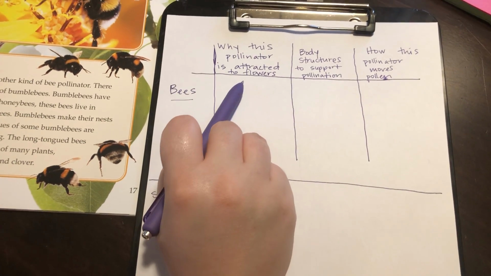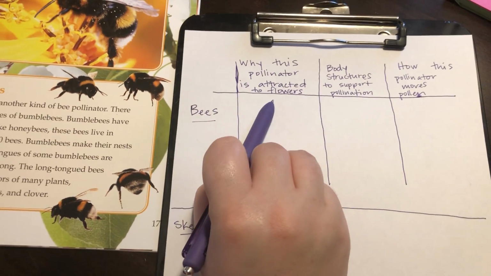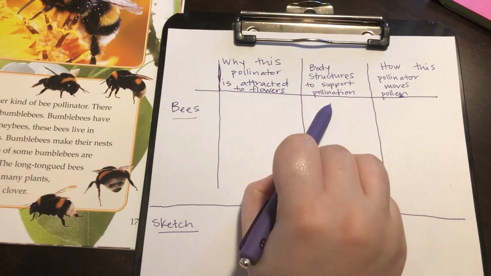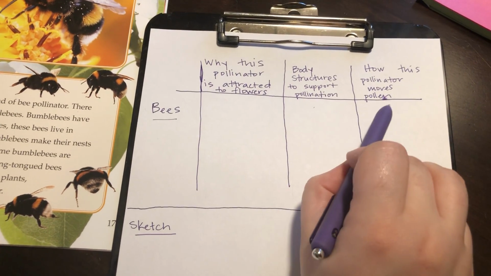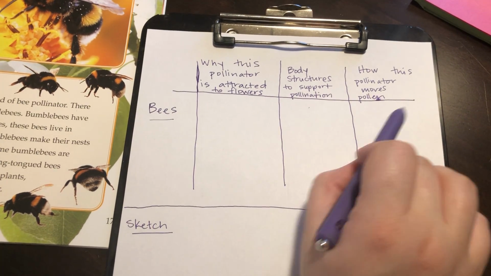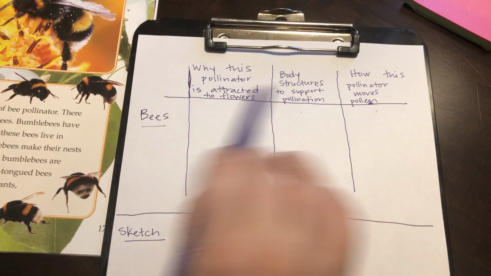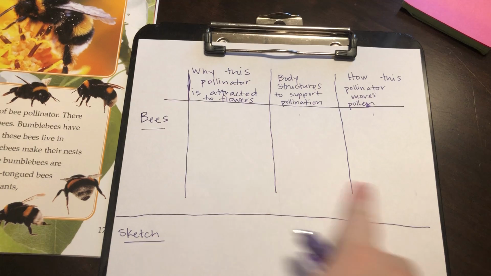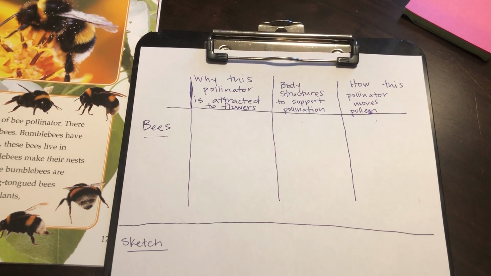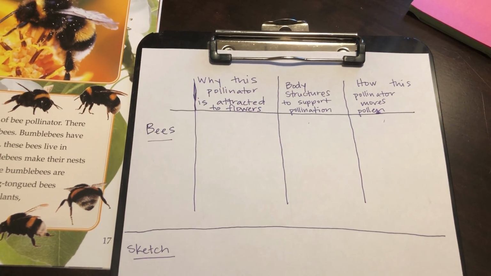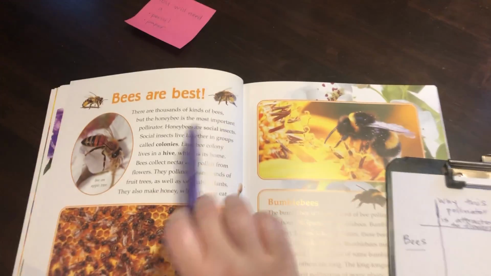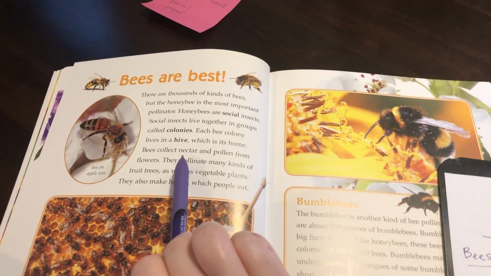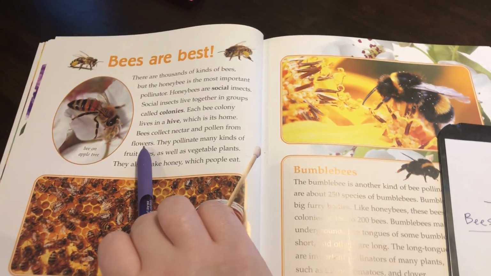So let's go back into the text and figure out why bees are attracted to flowers, what body structures do bees have that support pollination, and how do bees, this pollinator, how do bees move pollen? If you need to press pause real quick to get your chart set up, go ahead and do that now. Okay, great. So we learned in the text that there are thousands of kinds of bees and they all live together and that they collect nectar and pollen from flowers.